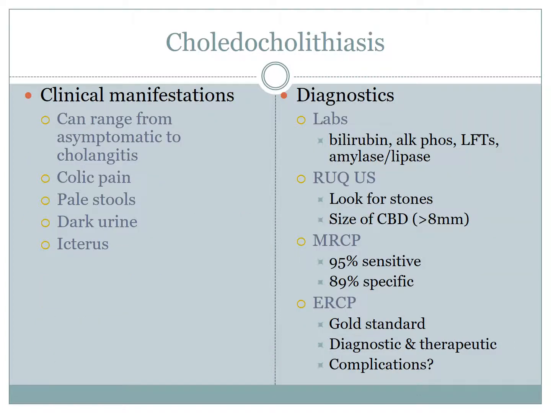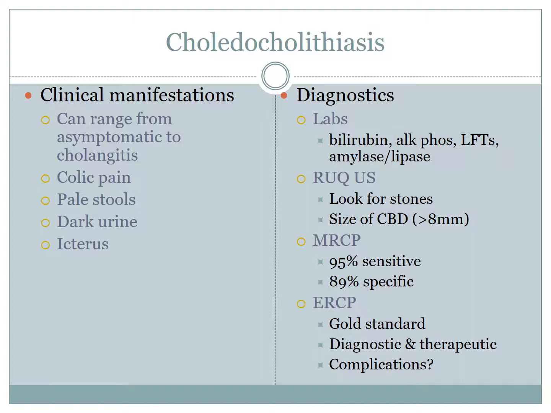So clinical manifestations, again, they can be asymptomatic or they can range all the way to the extreme of cholangitis. They typically have colic-type pain because it's contracting against an obstruction, pale stools and dark urine and icterus. So, think about the physiology behind it. Why would you get pale stools?